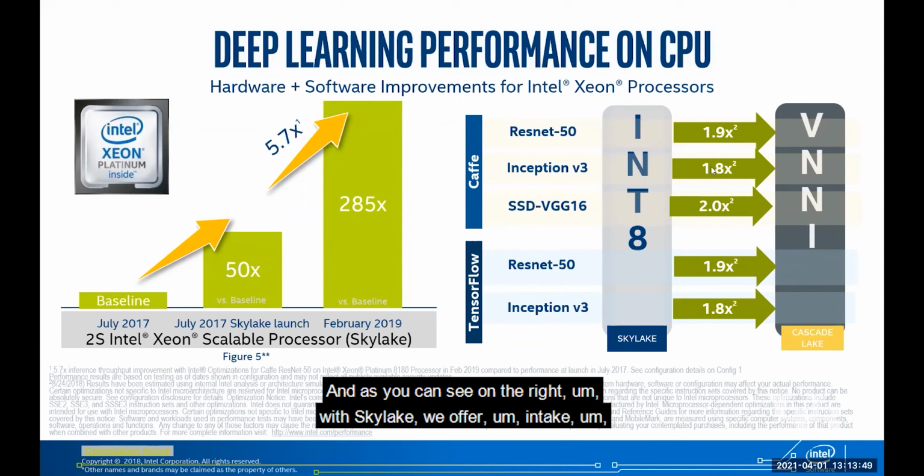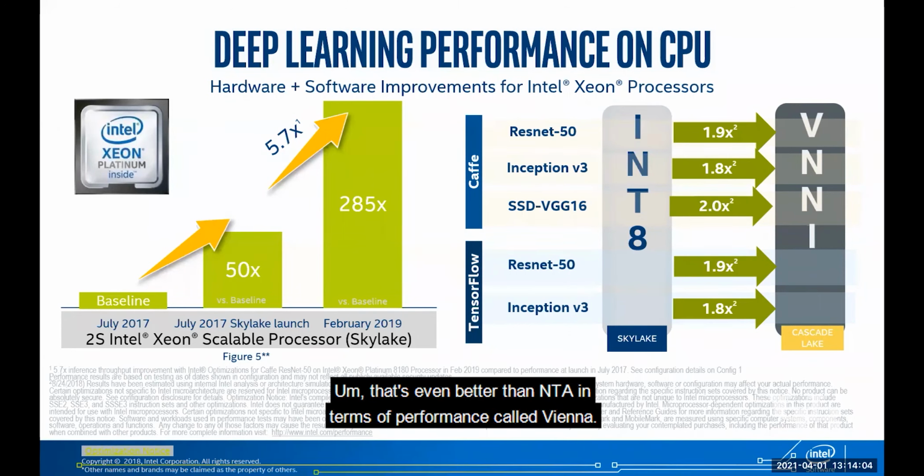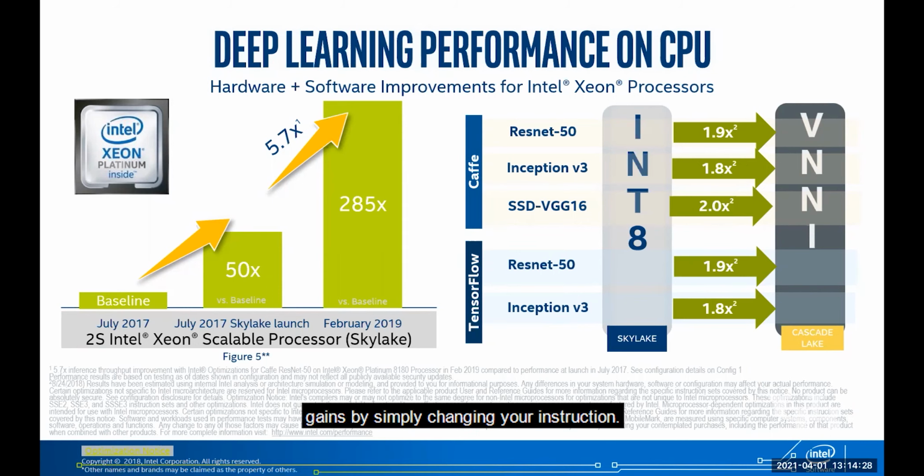As you can see on the right, with Skylake, we offer the int8 instruction set, but with our Cascade Lake chips and beyond, we actually offer another instruction set that's even better than int8 in terms of performance, called VNNI. You also hear it called DL Boost. But essentially for Cascade Lake and beyond, if you converted your instruction set from int8 to VNNI, you could see at least a 2 times performance increase across these different models, which is again a great performance gain by simply changing your instruction set.